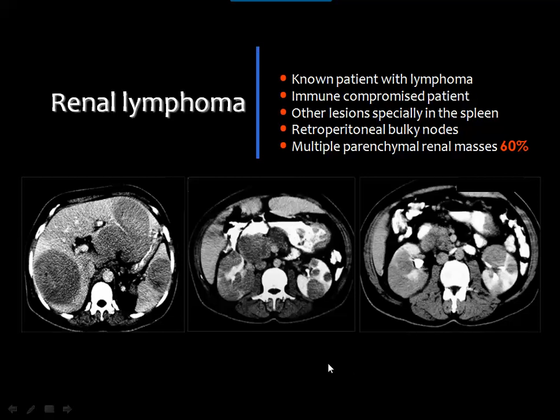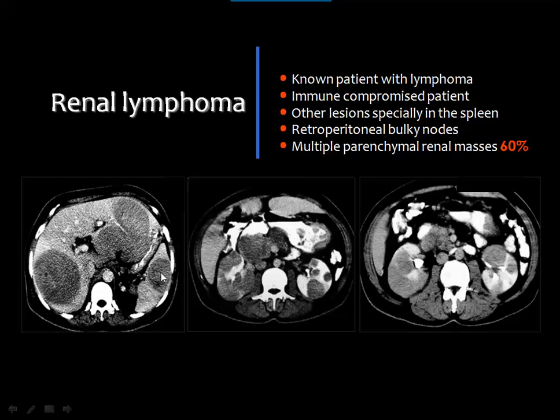Number 2, the renal masses do not deform the renal contour, and you see they are not bulging like the renal cell carcinoma. Number 3, if you have other positive findings to support the diagnosis of lymphoma, like the presence of solid focal splenic lesions. You remember that the most common solid focal splenic lesion in adults and in children is lymphoma.